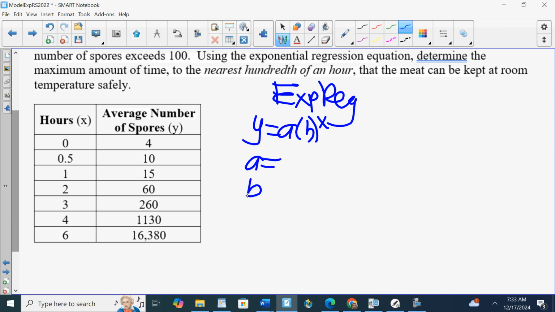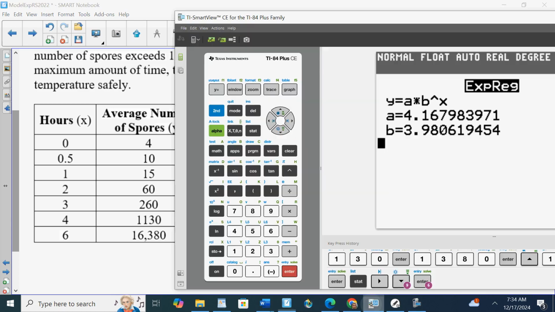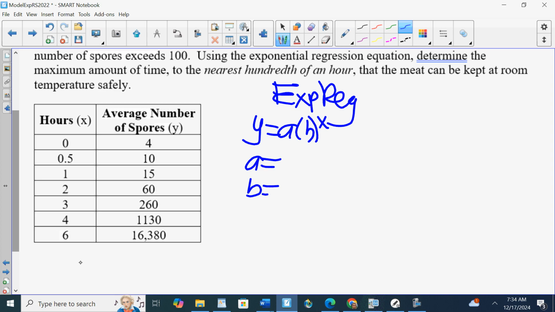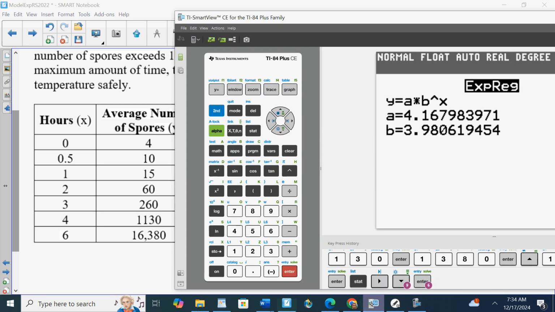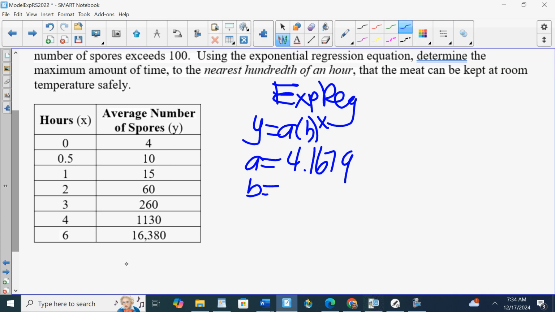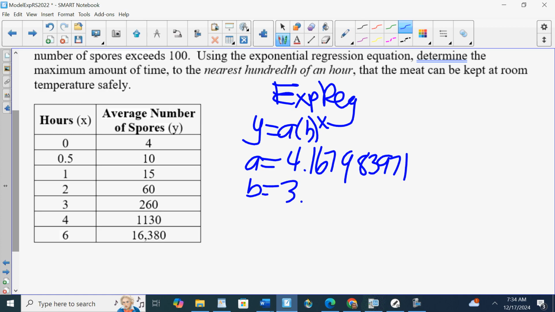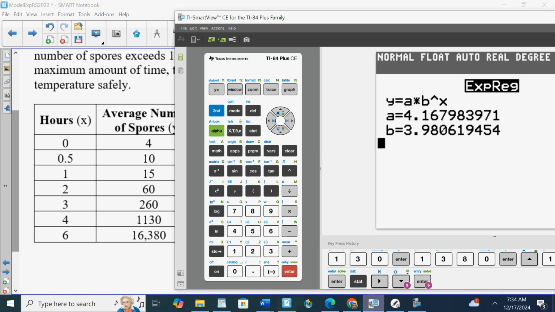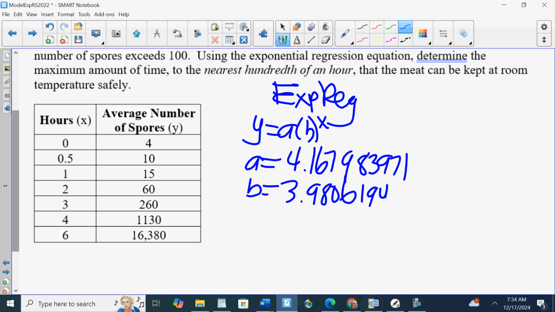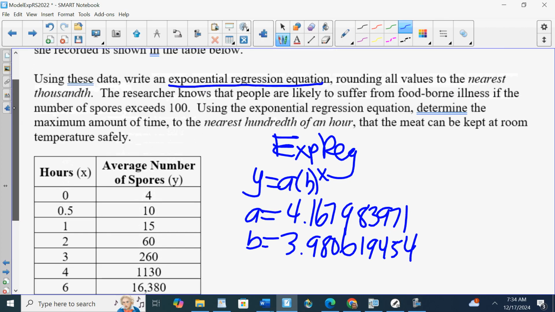I have a equals 4.1679, 83971. B, I've got 3.9806, 19454. Make sure you write an equation first, just like before.